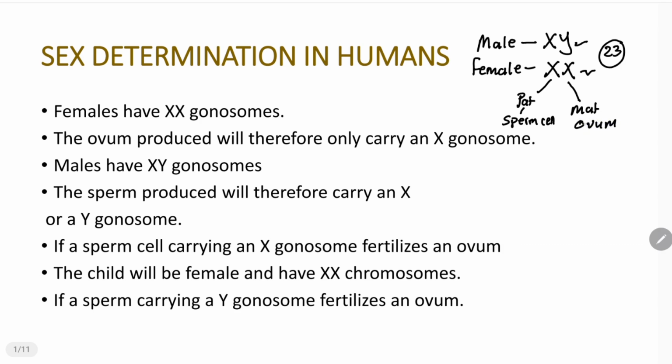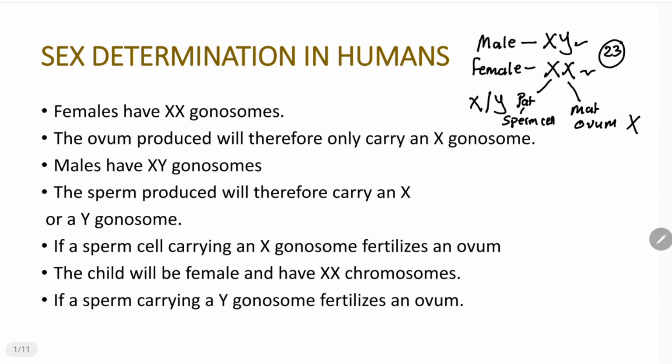The same applies to the ovum. The ovum is also going to be haploid. This tells us that in each position in the karyotype of this ovum, there's only going to be one chromosome. So in position 23, the story remains the same. There's only going to be one chromosome, and it will always be an X chromosome. So the gonosome produced by the female parent will always be the X gonosome. But when we talk about the sperm cell, the gonosome produced can either be X or Y.